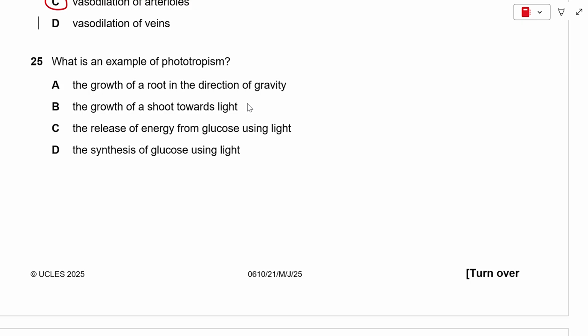Release of energy from glucose using light energy. Release of energy or making of energy, it's respiration. Okay, but using light, it means here we are talking of something about photosynthesis, making glucose from photosynthesis. Synthesis of glucose using light, this is photosynthesis. This should be respiration. So our choice is B.